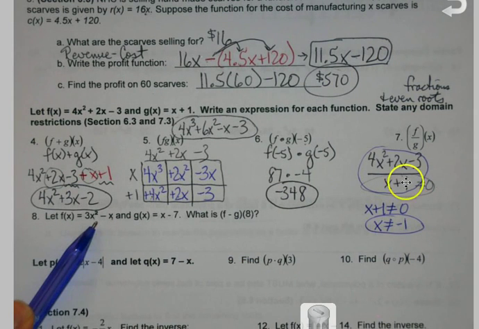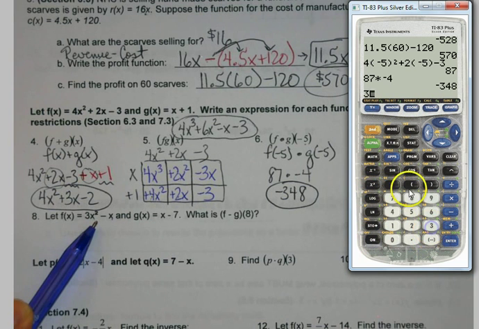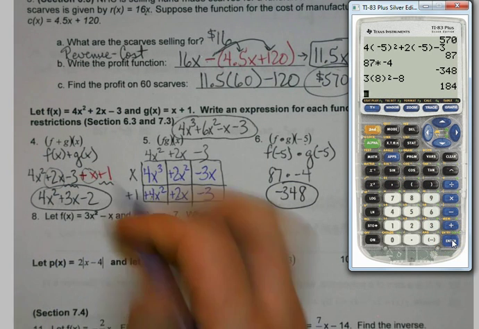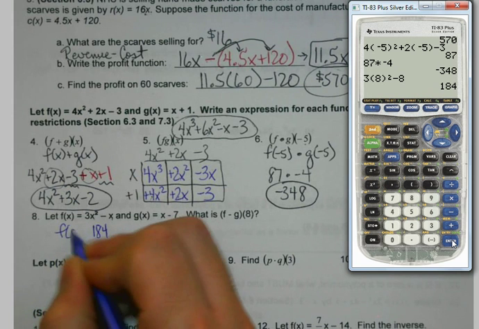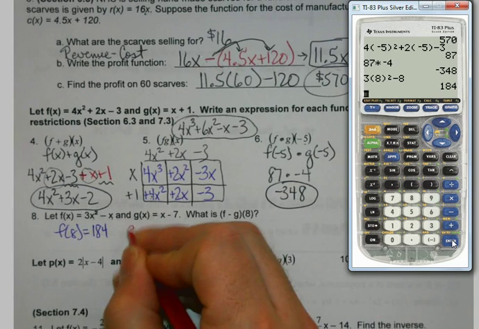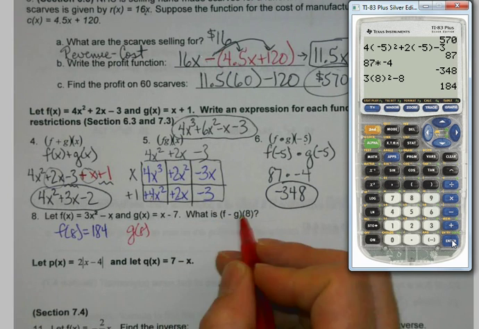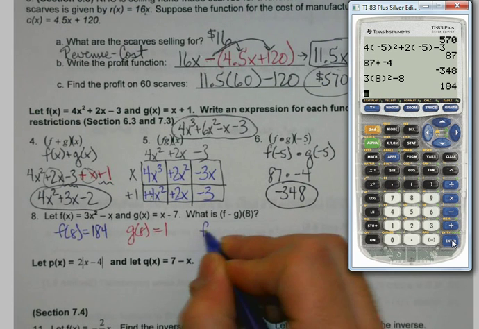So like here, if I plug my 8 in right away, I'd have 3 times 8 squared minus 8. So my f of 8 would be 184, and then my g of 8 would be 8 minus 7, which is 1, and then it's f minus g.